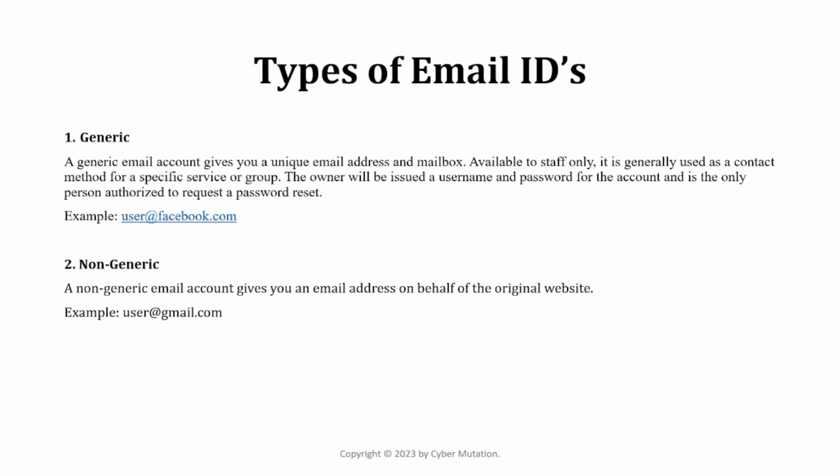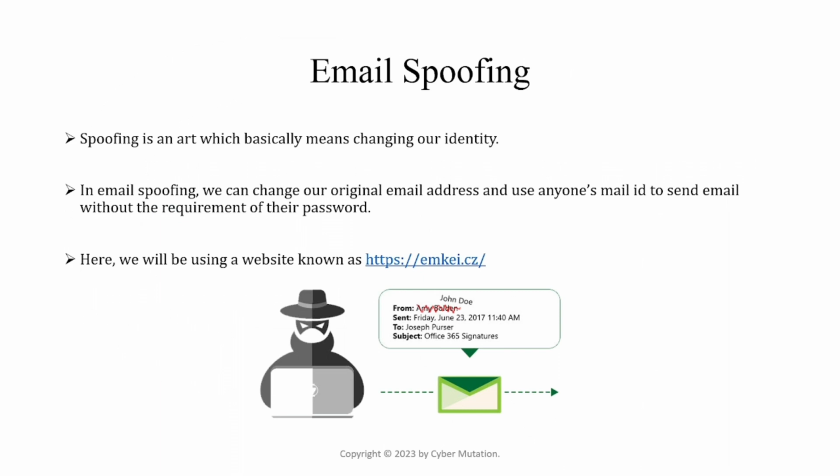Now we have two types of email addresses. First is generic, where you get an email ID from your university, your school, or your office, for example user@facebook.com. While non-generic is when you make your email ID on free platforms like Gmail, Yahoo, Outlook, Hotmail, etc. One of the best is ProtonMail, which has less security, but it is a bit untraceable.